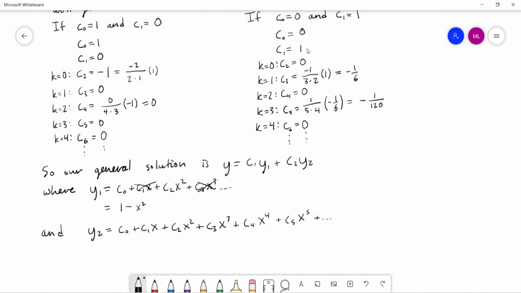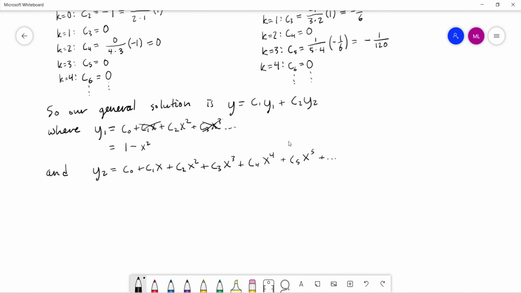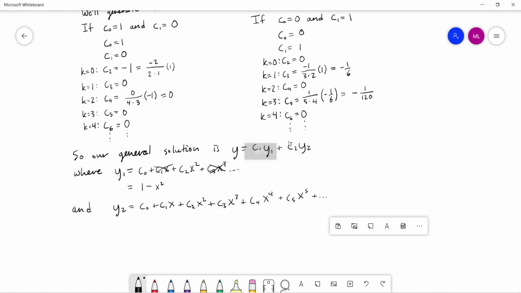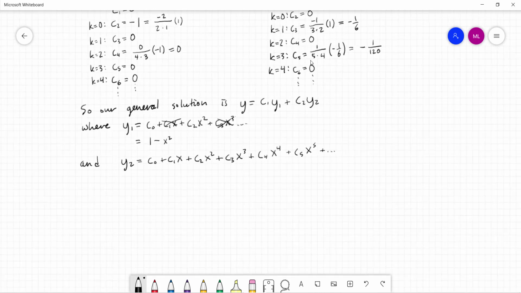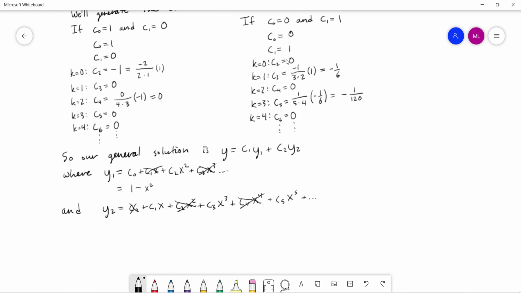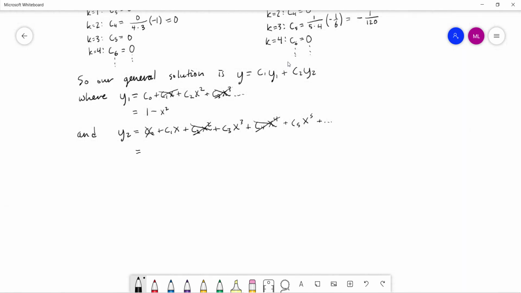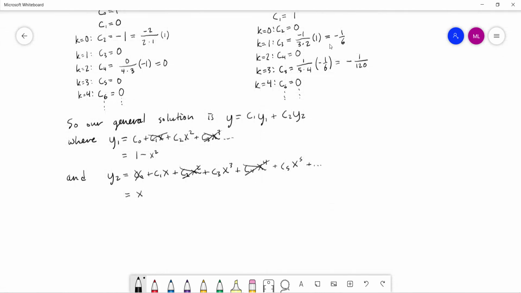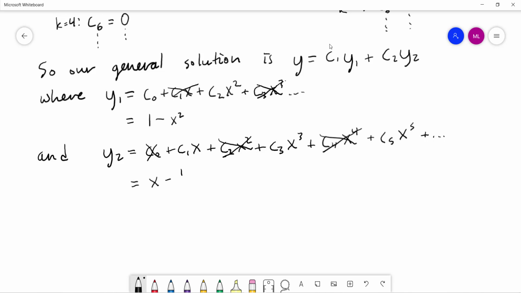Generated from this, here's our other linearly independent solution, generated from picking this combination of C0 and C1. This combination yielded 0 for all the even values. So now this term is gone, this term is gone, this term is gone. C1 was 1, so the first term is 1 times x, which is just x, plus C3x cubed. What was C3? C3 was -1/6, so -1/6 x cubed.